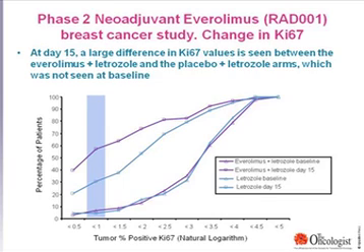What's interesting is what happened at day 15. As you can see on the upper line, the number of tumors that had low Ki67 was much greater in the mTOR plus letrozole arm as compared to the letrozole plus placebo. So that's a clear indication that the combination is more efficient at blocking proliferation. And based on these data, there are a number of phase 3 studies being conducted in the metastatic setting.